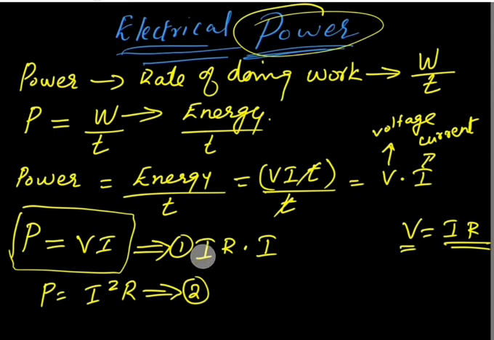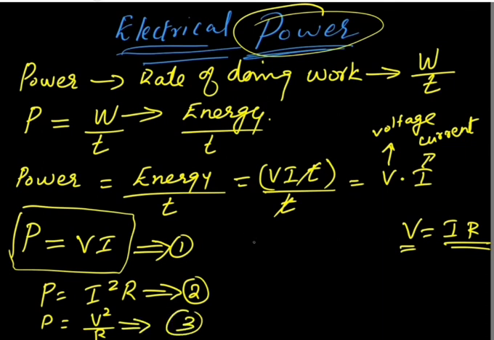Okay, now the third expression you can write is power is equal to V squared divided by R. That is the third expression. Actually we had three expressions for energy. The first one was VIT, then second one was I squared RT, and third one was V squared by R multiplied with T. So there in all the cases the time will get cancelled. That is, you know, energy upon time is the power.